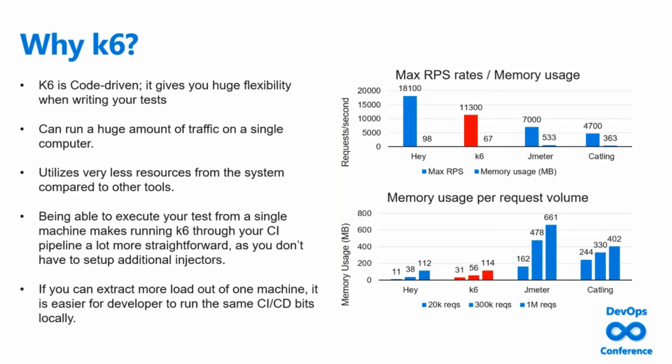And what are the results? If using K6 also, you can reach a higher number because it uses less RAM. So it means that you can use less virtual machines, or even just one. And this will make you save money. But also, it will make it easier for developers to integrate this load testing tool in their CI/CD, for example, in a pipeline that we're going to see later.